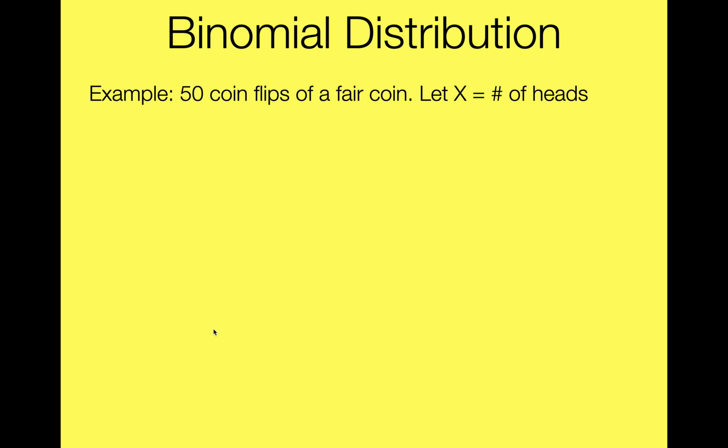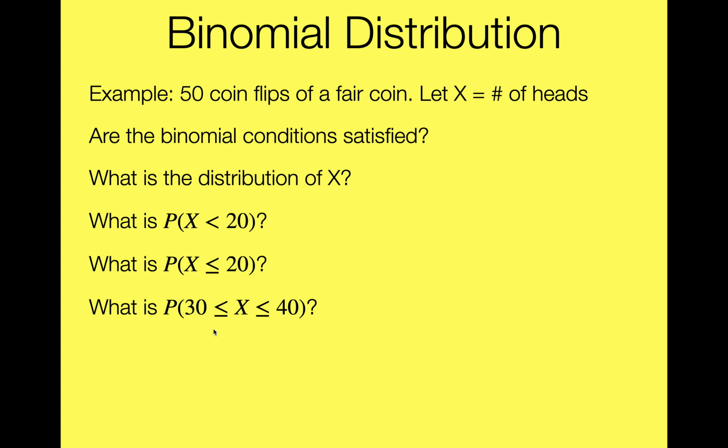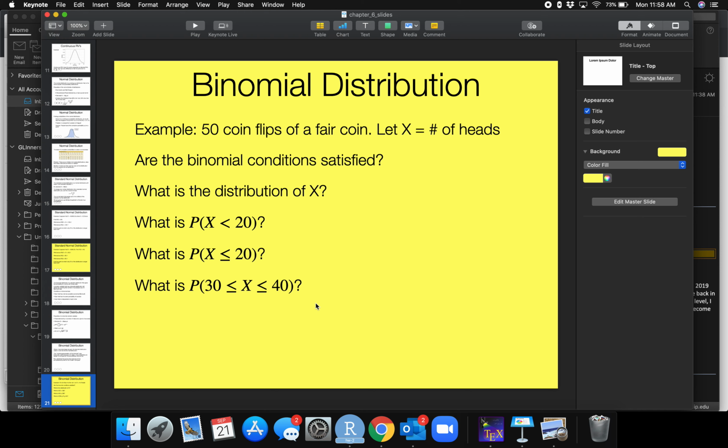Okay, so suppose I flip a fair coin 50 times, and I'm counting X, the number of heads that land. First, answer the binomial conditions. Are they satisfied? You have to answer that, I won't answer it for you. Then I'll ask what is the distribution of X. Then we'll ask a number of questions here: less than 20, less than or equal to 20, and then between, including, 30 and 40.